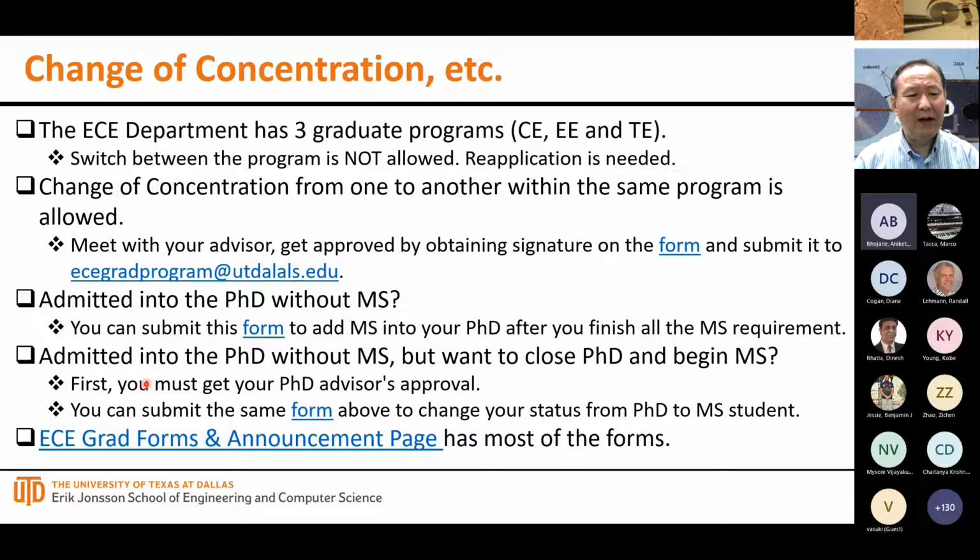Well, there is a very exceptional, small case where you are admitted into the PhD program without a master's degree, and you change your mind, and in the middle of this PhD program you want to close the PhD and just begin a master's. Again, you must get your PhD advisor's approval to do that, and then you can submit this form to change your status from PhD student to a master's student. Okay.